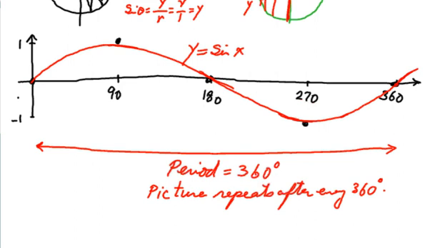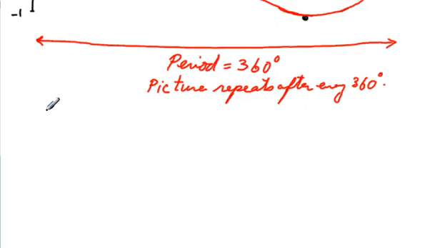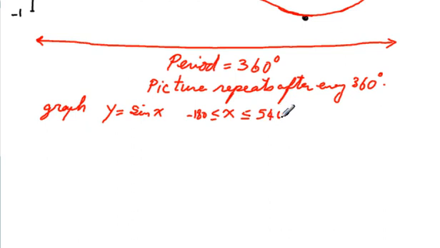Now let's go ahead and show 2 cycles or 3 cycles of the sine function. So I might ask to graph sine of x from minus 180 to say 540. So now we have to make room on both sides.